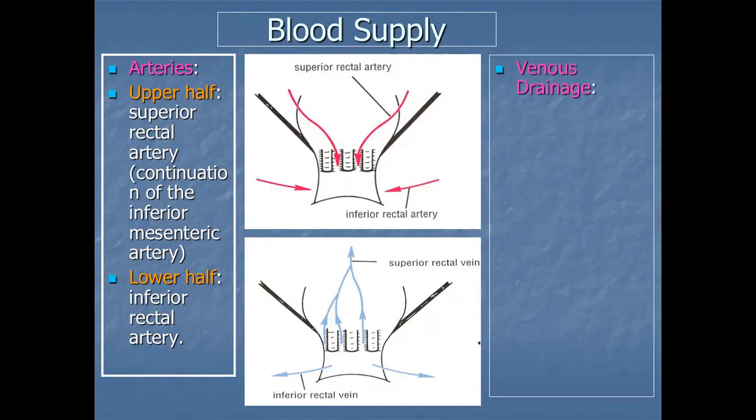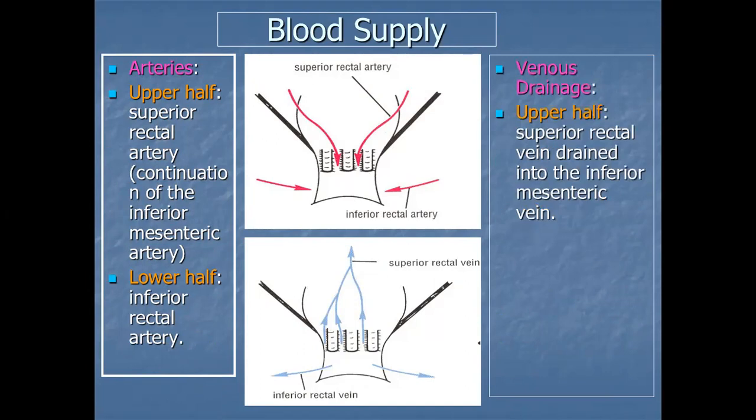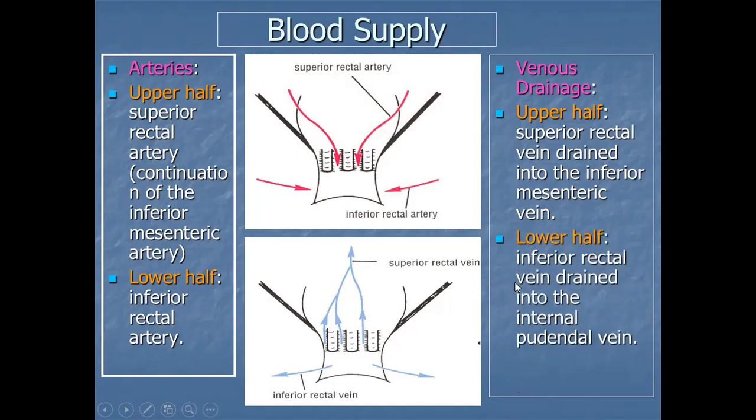Coming to the venous drainage, the upper half is by the superior rectal vein, draining into the inferior mesenteric vein, which is again part of the hindgut. The lower part is drained by the inferior rectal vein into the internal pudendal vein. So here is the superior rectal vein, and below we have the inferior rectal vein. The arterial supply differs, superior and inferior rectal arteries, and similarly the venous drainage is different, superior and inferior rectal veins.